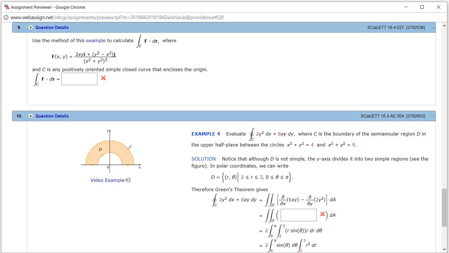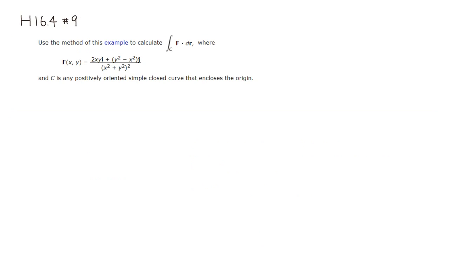All right, let's look at homework 16.4, problem number 9. Let's evaluate this line integral. We have a line integral over the curve C. This is a closed curve, so I'll probably put the little circle here.